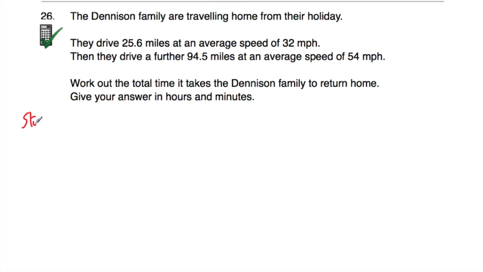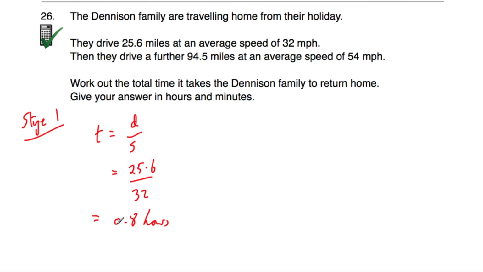So let's start off with stage 1, the first stage. They drive 25.6 miles at a speed of 32 miles per hour. So let's work out the time taken. The time taken will be equal to the distance divided by the speed. So the distance is 25.6 divided by the speed, which is 32 miles per hour. And that's equal to 25.6 divided by 32, which is 0.8. So it would take them 0.8 hours to do that first stage of the journey.